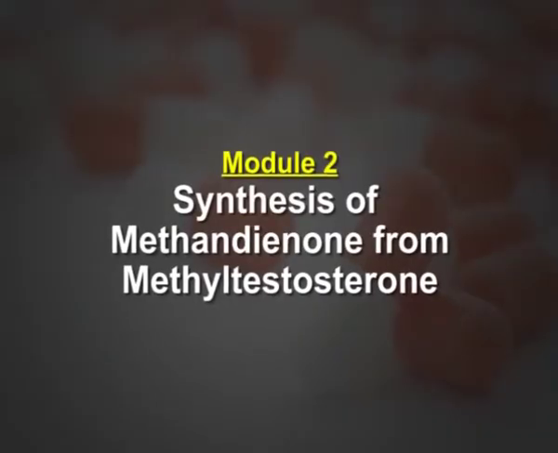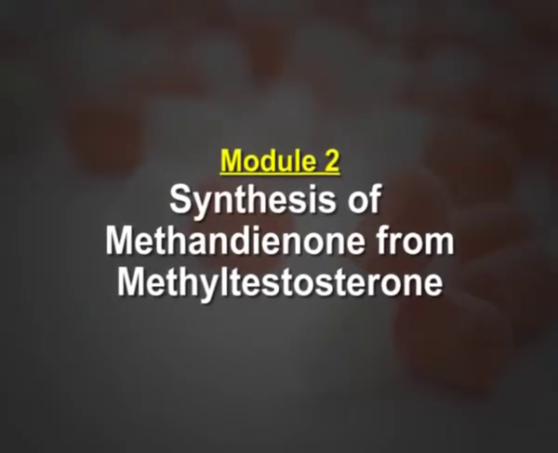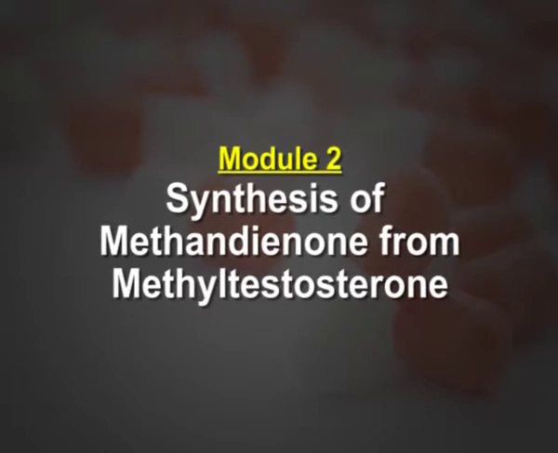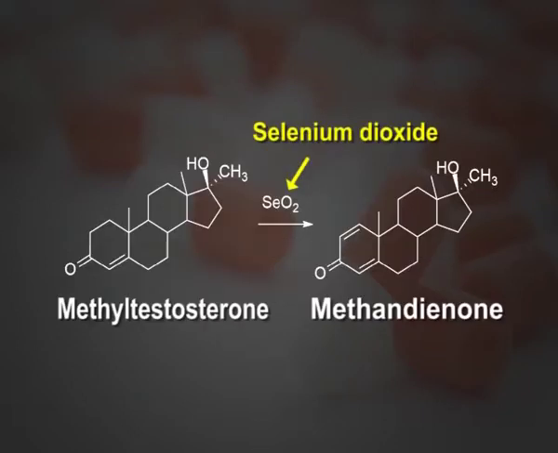Let's start with module 2, that is the synthesis of methandienone from methyl testosterone. The synthesis of methandienone from methyl testosterone is a simple, single-step oxidation reaction in the presence of selenium dioxide as shown in the figure. Selenium dioxide does oxidation of the methyl testosterone and removal of the double bond at C1 gives the desired product methandienone.